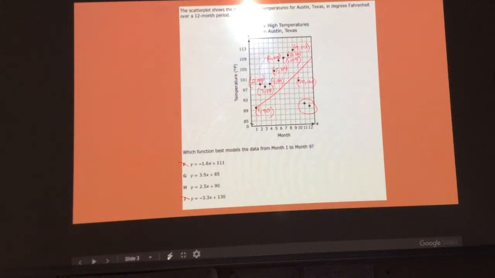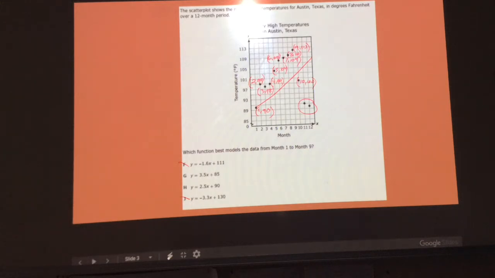These are your x values: 1, 2, 3, 4, 5, 6, 7, 8, 9, and 10. We're good there? 1 through 10. Here are y values.